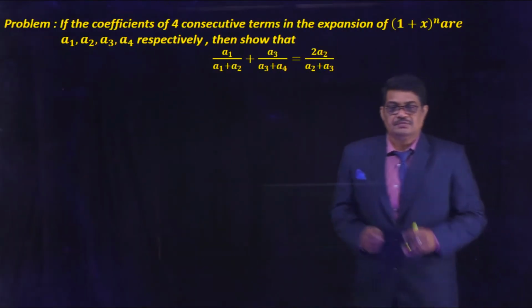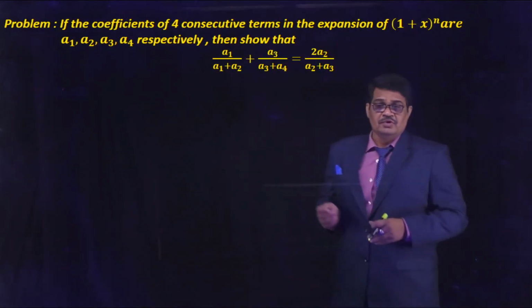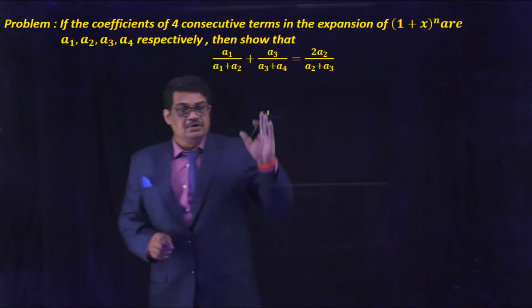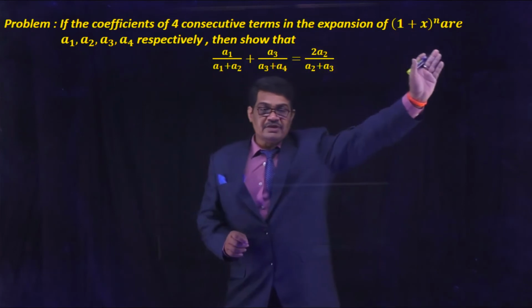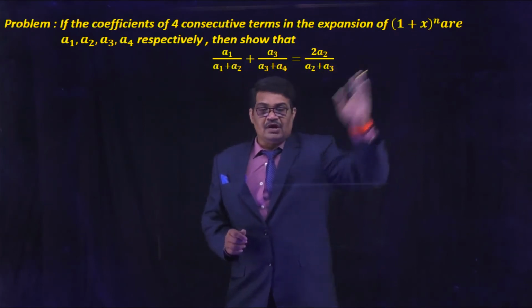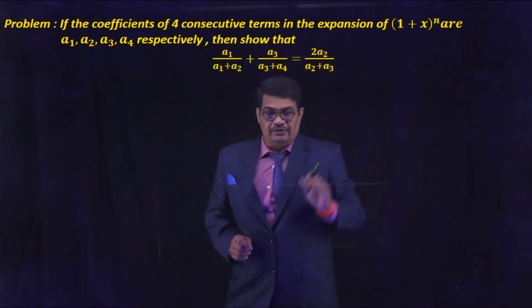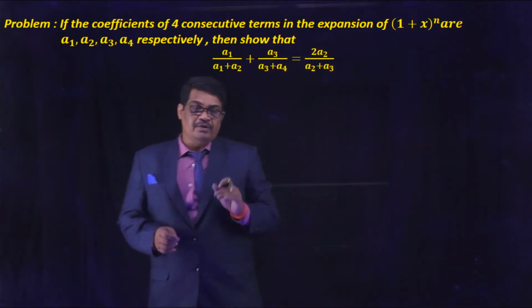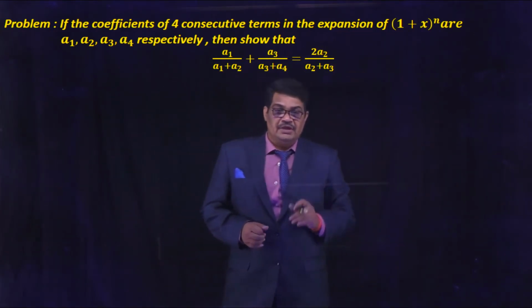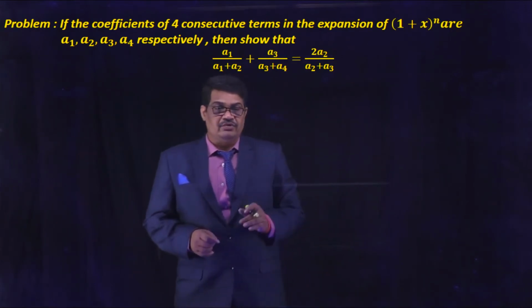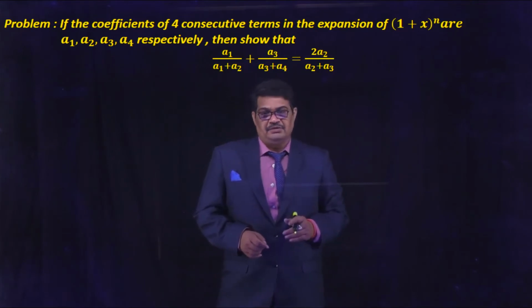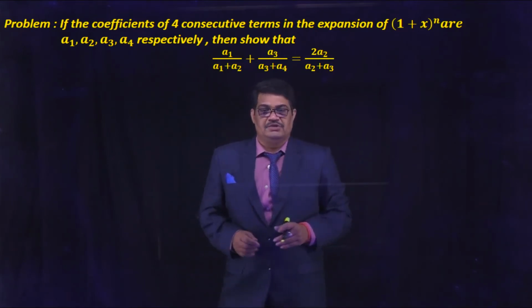Okay. See another problem. If the coefficients of 4 consecutive terms in the expansion of (1 + x)^n are a1, a2, a3, a4 respectively, then show that a1 by (a1 + a2) plus a3 by (a3 + a4) is equal to 2a2 by (a2 + a3). Now we are proving this result.